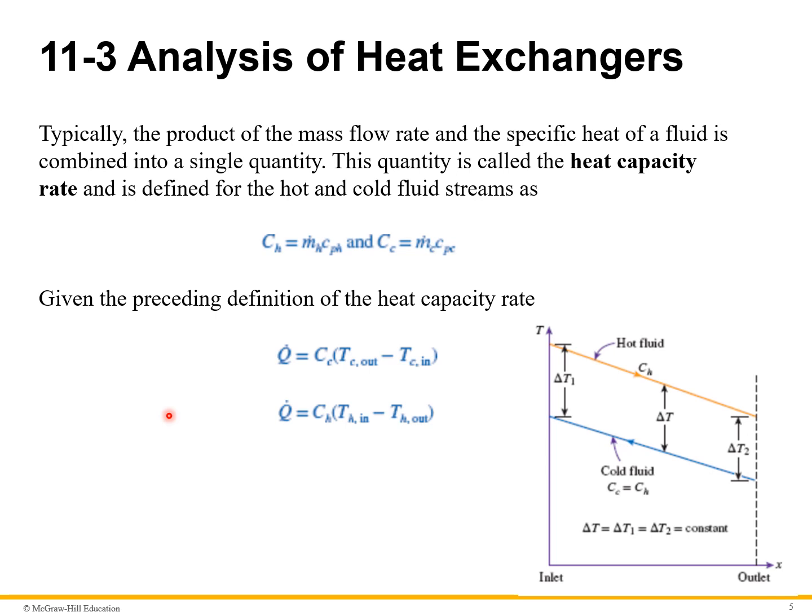Typically, the product of the mass flow rate and the specific heat of a fluid is combined into a single quantity. This quantity is called the heat capacity, and it's defined for the hot and cold streams as follows. We use a capital C with an h, or capital C with a small c. It's the mass flow rate times specific heat. Using that definition, we can rewrite the first law as the following sets of equations.